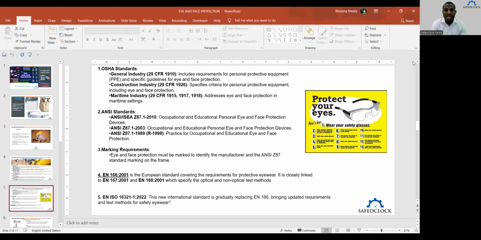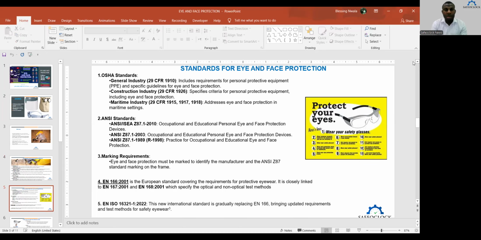So let's look at some of the standards for eye and face protection. The first one we'll look into is the OSHA standards. OSHA, in general industry, 29 CFR 1910 is majorly responsible for ensuring the guidelines for the use and requirements of personal protective equipment, especially eye and face protection. So this is specified in 29 CFR. For the construction industry, that is 29 CFR 1926.